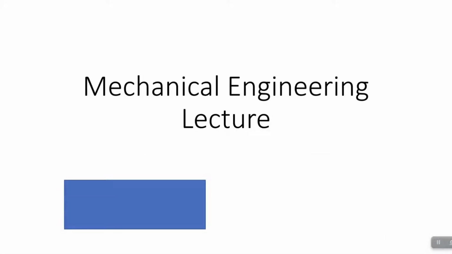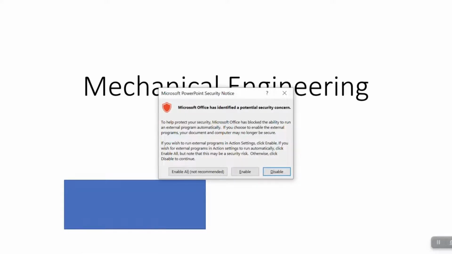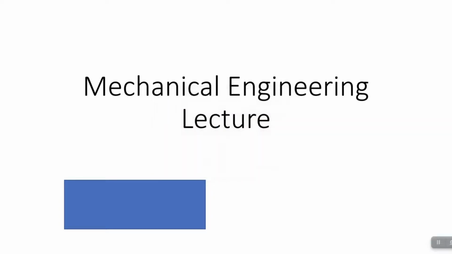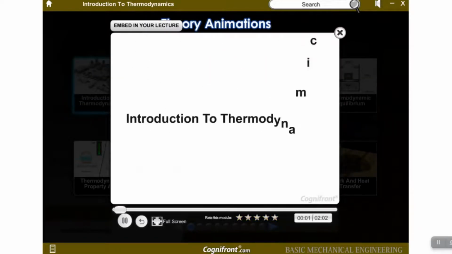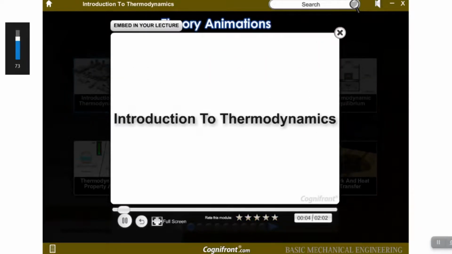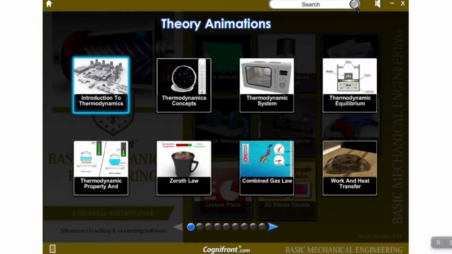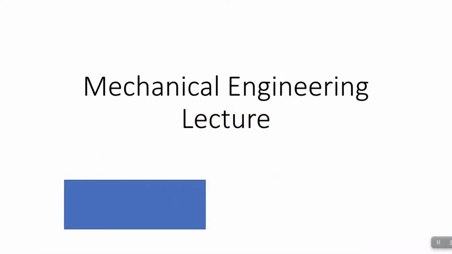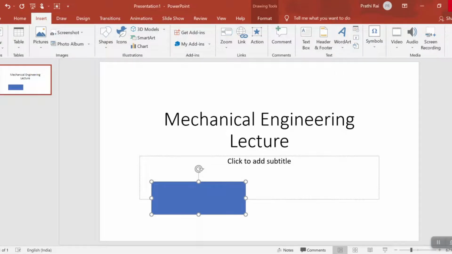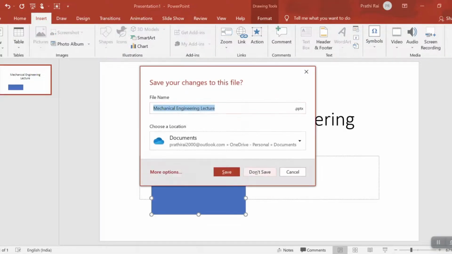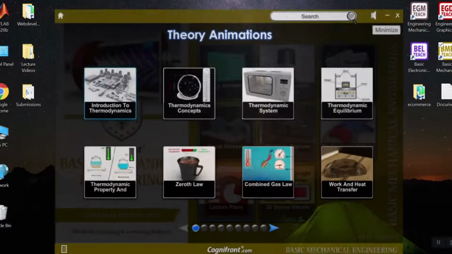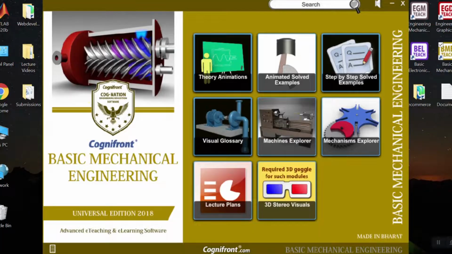So now when you click on this rectangle, this dialog box will open. Click on enable. So the Introduction to thermodynamics animation has directly opened from your presentation. I'll close this presentation. So that's how we have to embed it in our presentation.